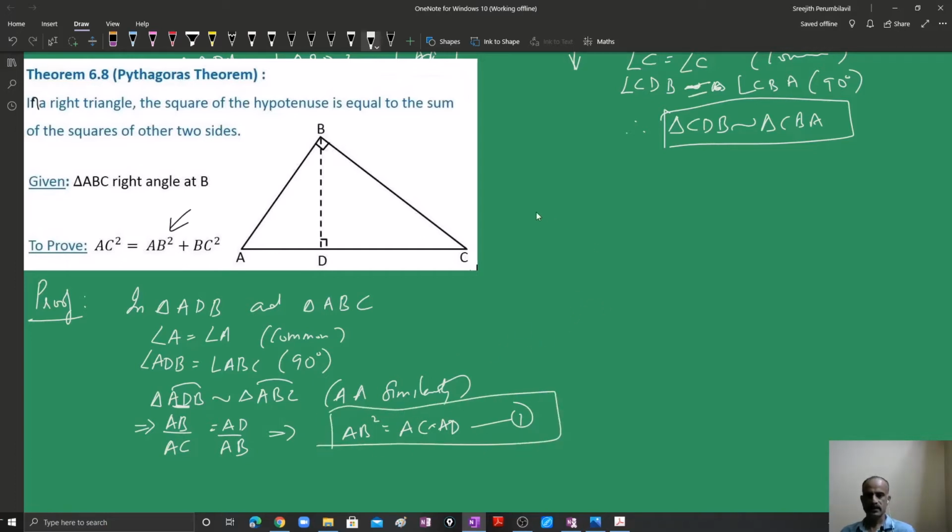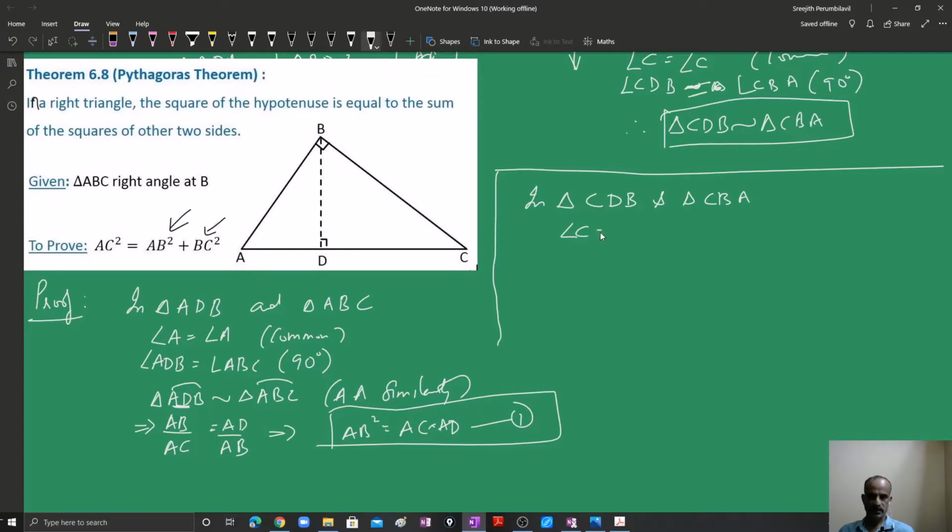Ready? Similarly, proceed. The next one is BC square. Similarly, can you see two triangles with BC as a side? Yes. In triangle CDB and triangle CBA, that is one smaller and one larger.